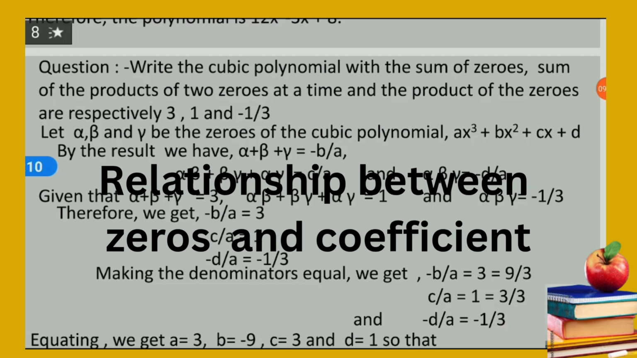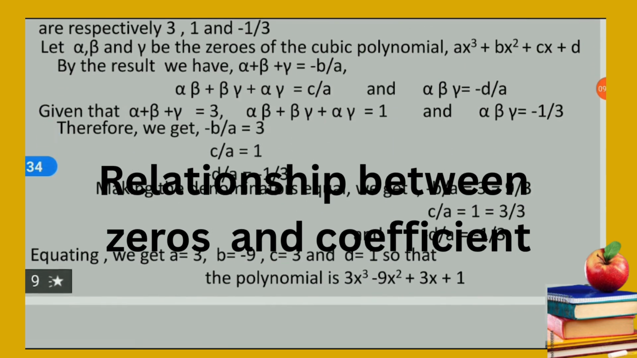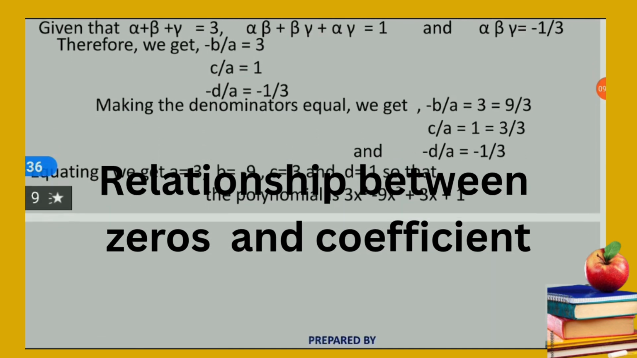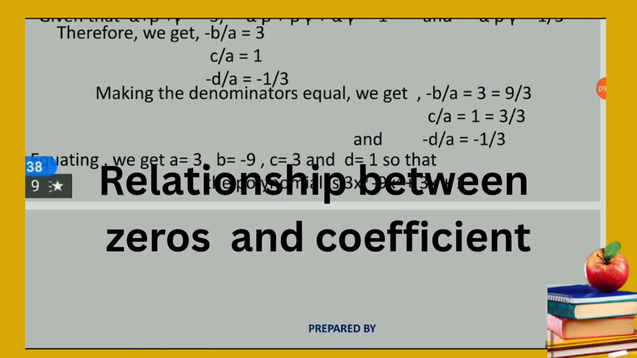Now we are making the denominators equal. Negative b by a becomes 3, which we can write as 9 by 3, and c by a is 1, we can write it as 3 by 3, negative d by a is negative 1 by 3. That means for all the three fractions, denominators are the same. Now we can equalize the numerators. Now what will we get? By equating we will get a is equal to 3 and b is equal to negative 9 and c is equal to 3 and d is equal to 1.